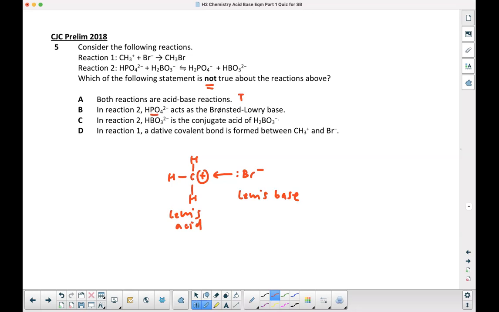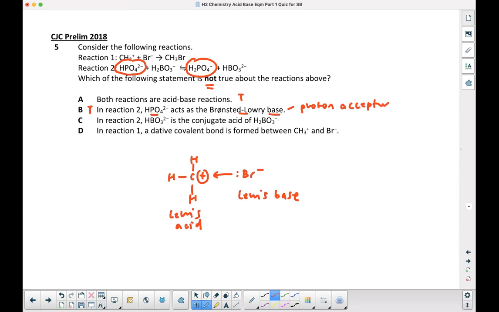In reaction 2, this acts as a Bronsted-Lowry base. So what's a Bronsted-Lowry base? A Bronsted-Lowry base is a proton acceptor. Okay, so did this accept a proton? Let's take a look. This became this. Is that so? It took in 1 H plus. So this statement is also true.